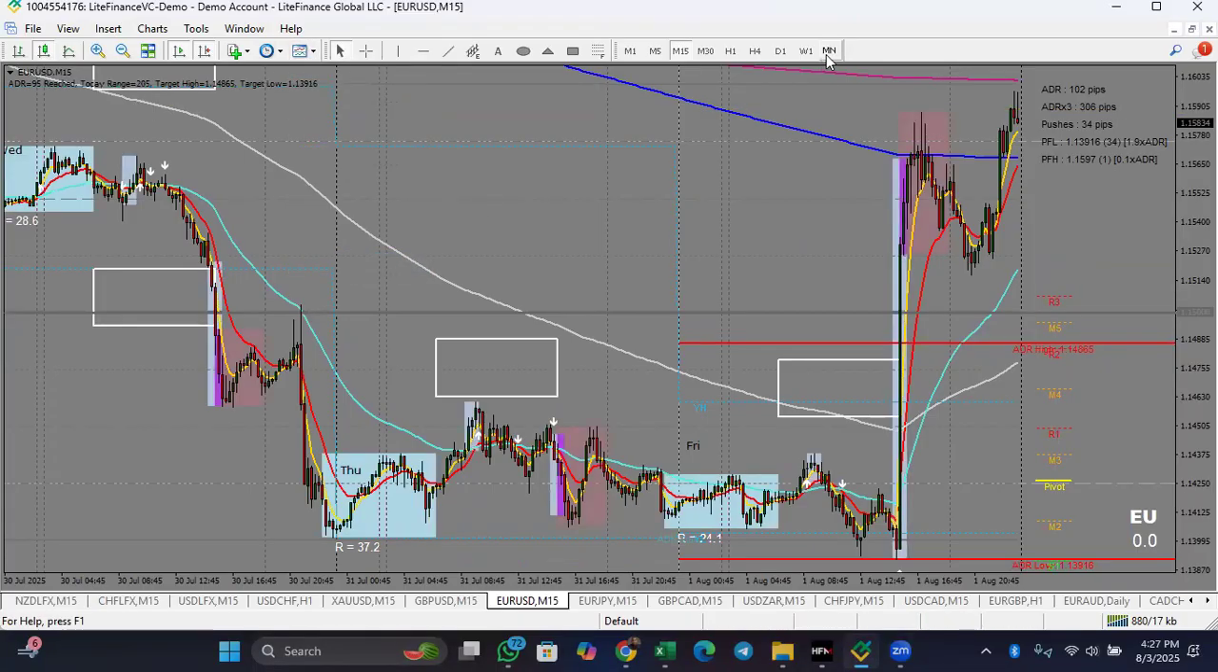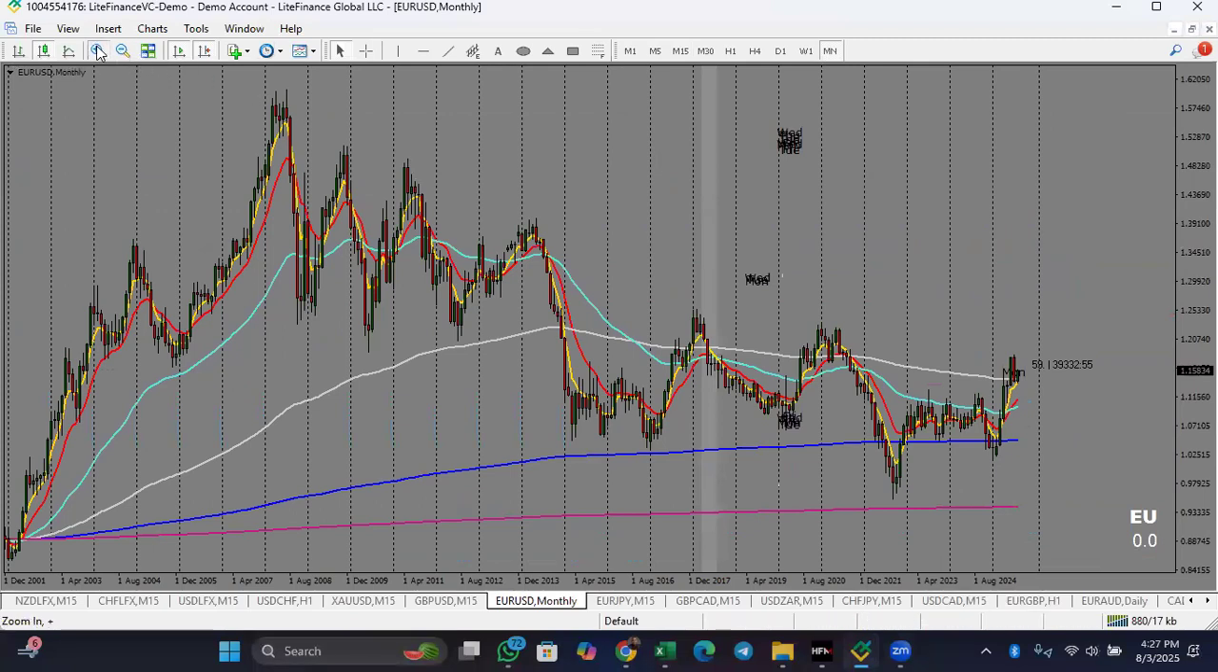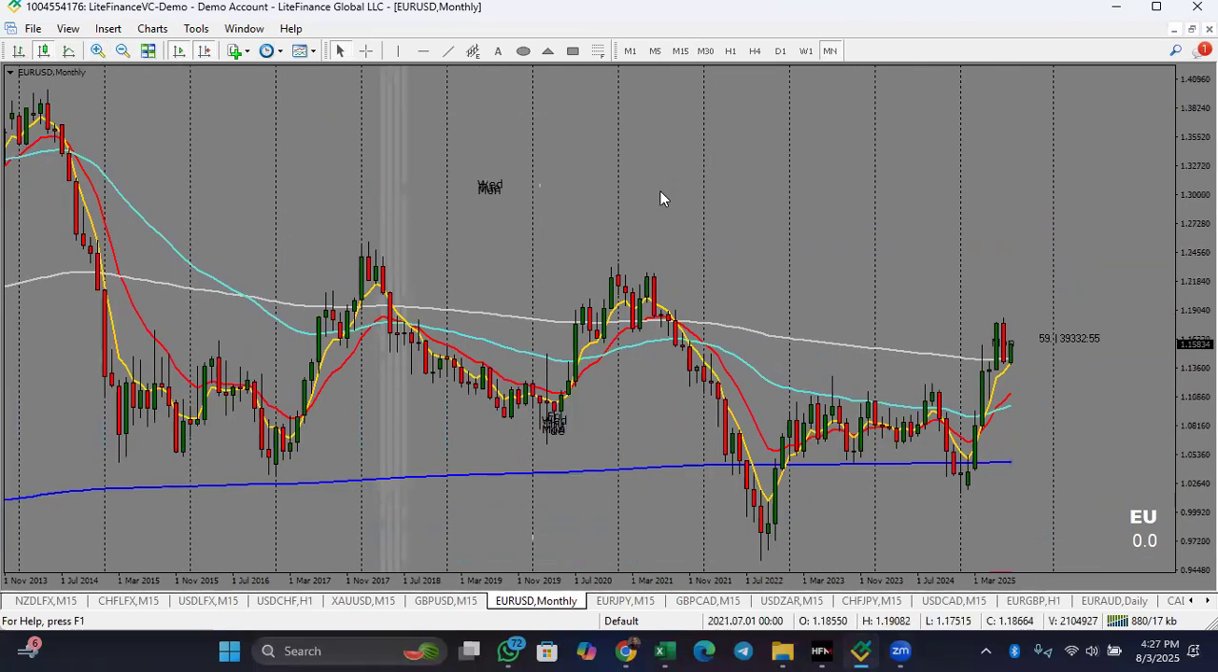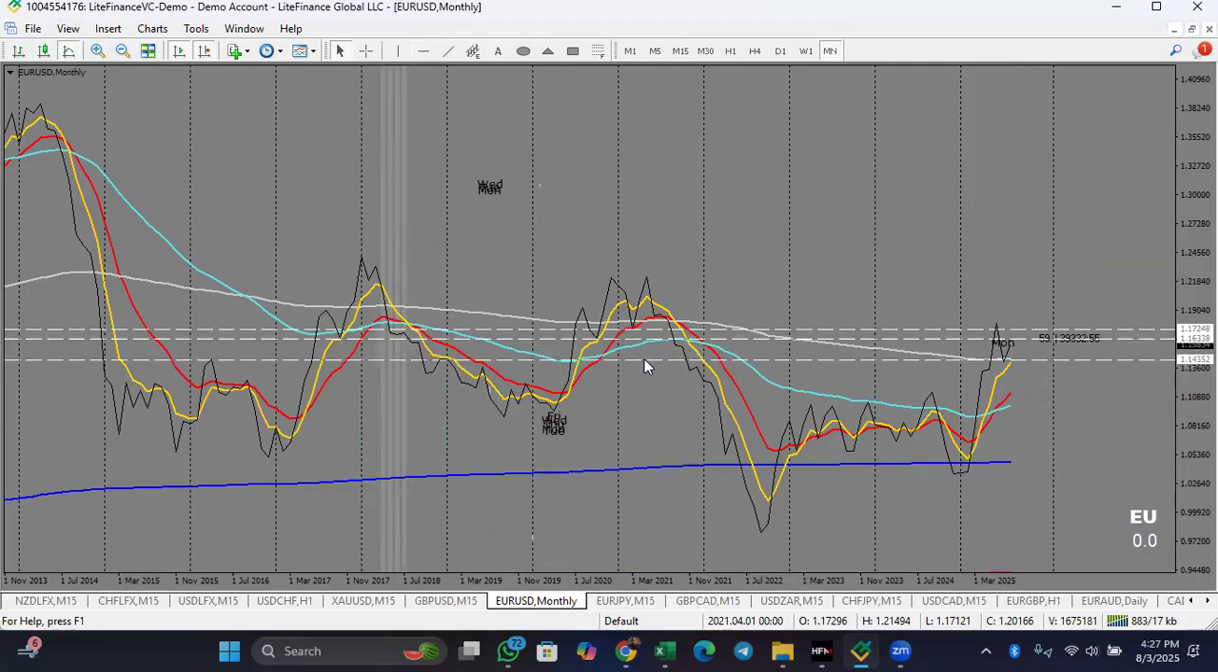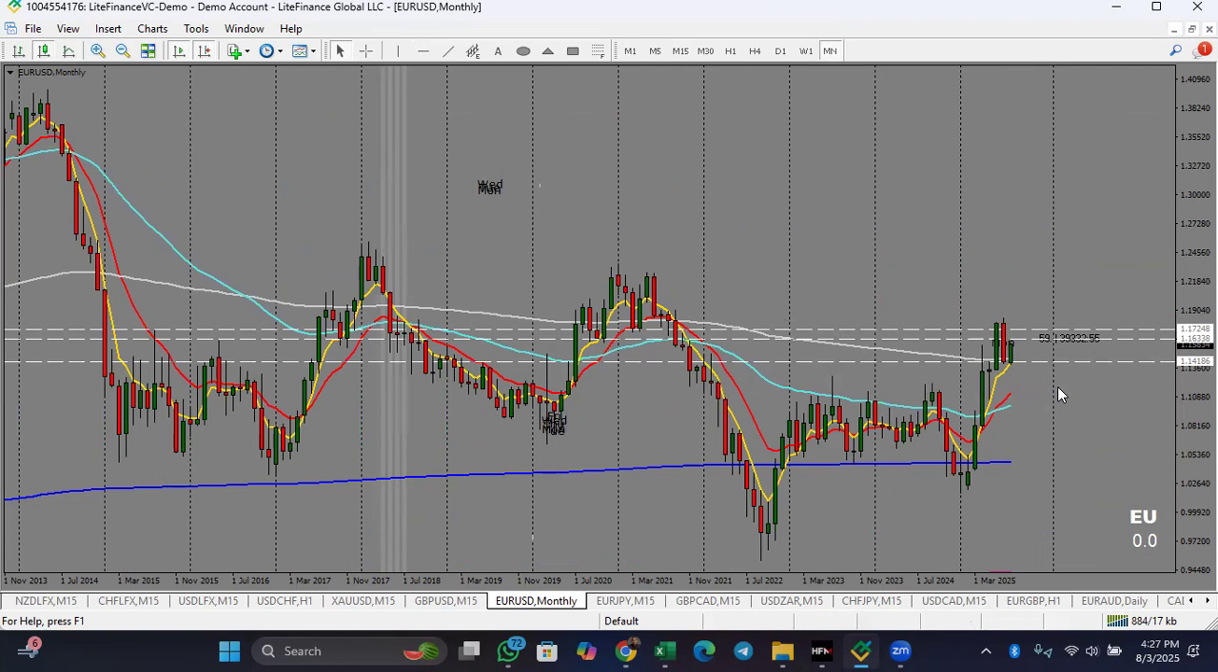So let us start with Euro USD. We start our analysis on the monthly time frame, and here we look at areas of support and resistance that are close to the current market price. So the current market price is at this level, so we are looking at areas where there is a support level or there is a resistance level. So those are the closest.